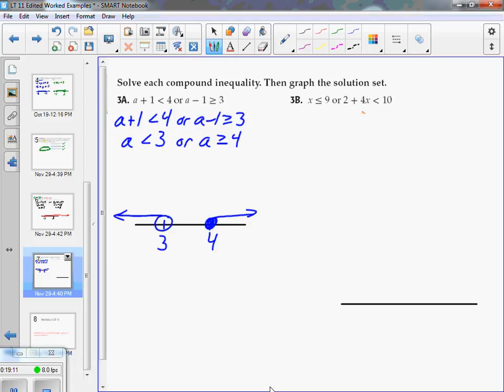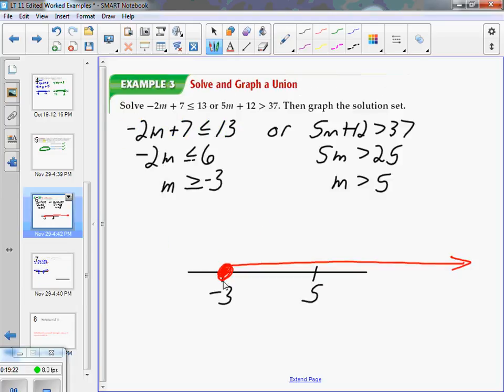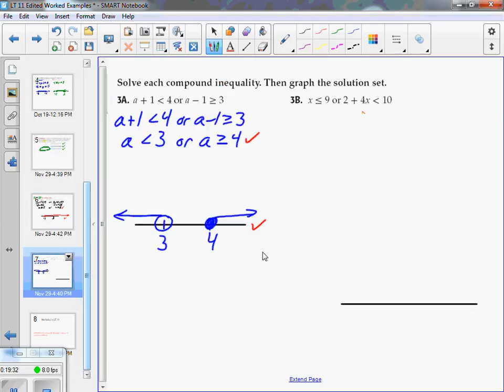So that's the solution written out. That's the graph of the solution. You with me? Let me go back here. And it bothers me that I forgot to write the word or. So that was the solution there. That was the graph of the solution. Do 3B and see what you come up with.